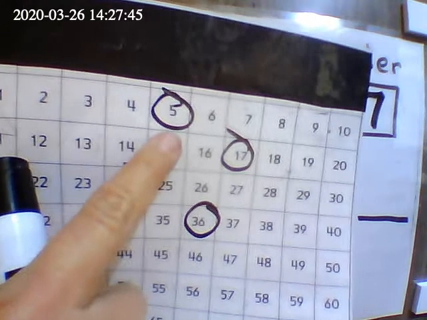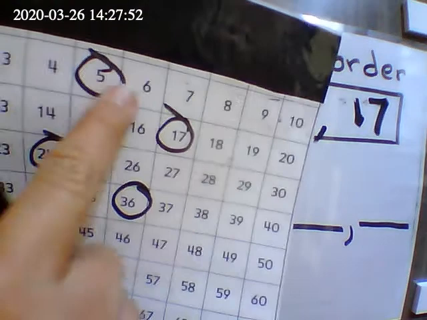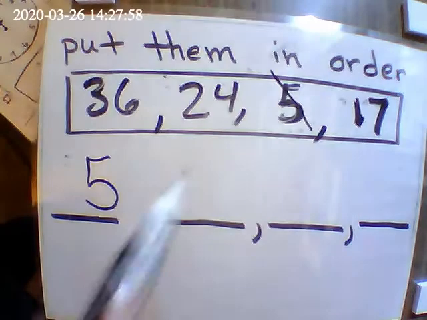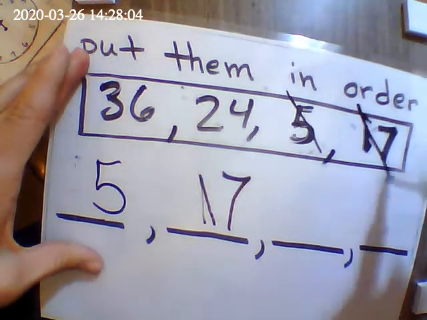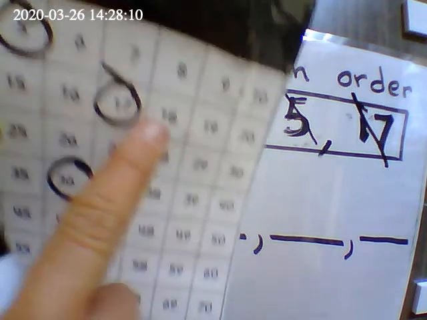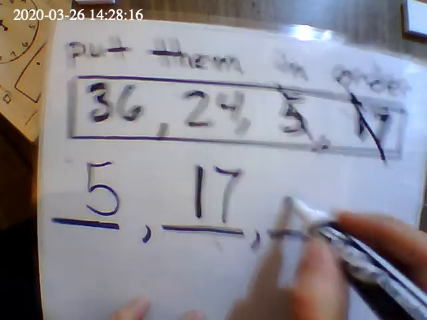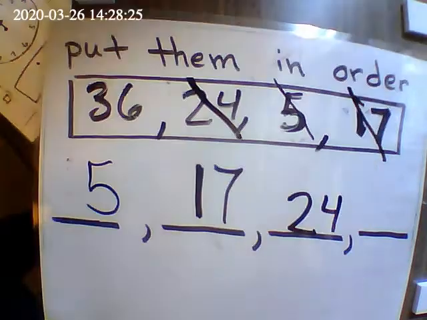Okay. So on my chart, my first number is going to be 5. Then the next number, I follow along, and it's 17. And then 24. And 36.